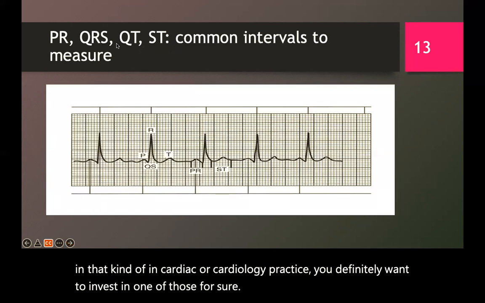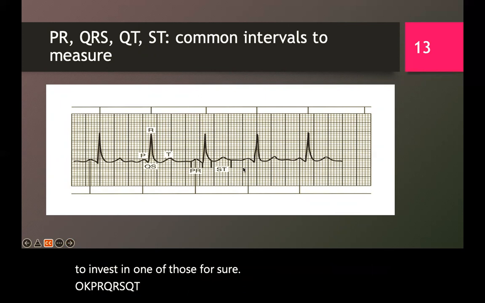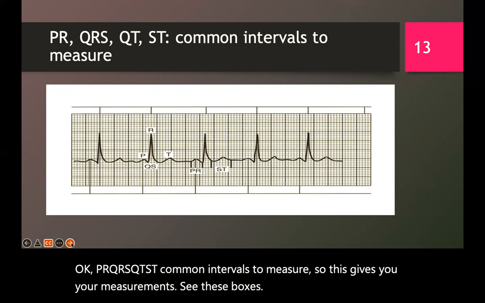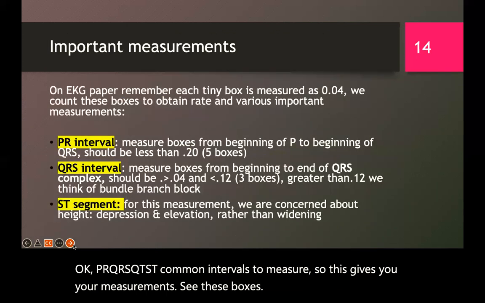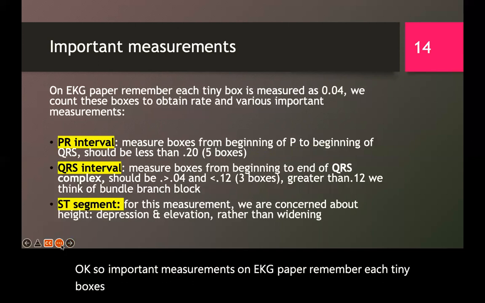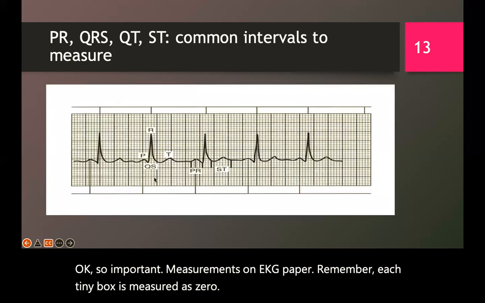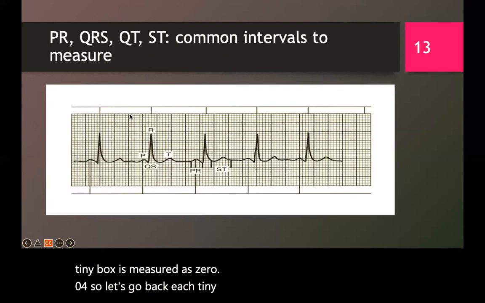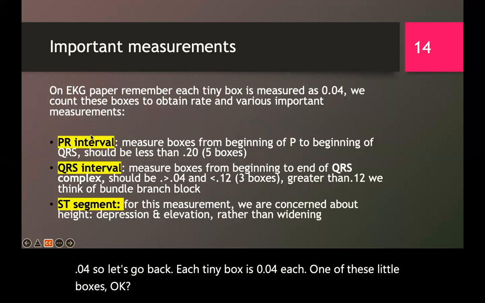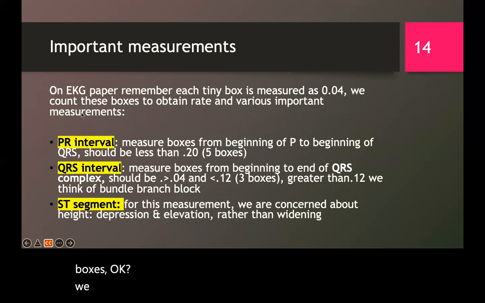Okay, PR, QRS, QT, ST, common intervals to measure. So this gives you your measurements. See these boxes? Okay, so important measurements. On EKG paper, remember each tiny box is measured as 0.04. So let's go back. Each tiny box is 0.04, each one of these little boxes, okay? We count these boxes to obtain a rate and various important measurements, including the PR interval.